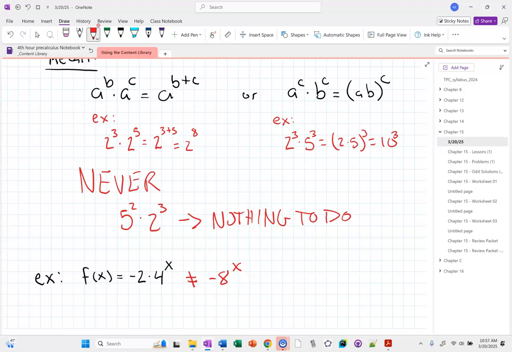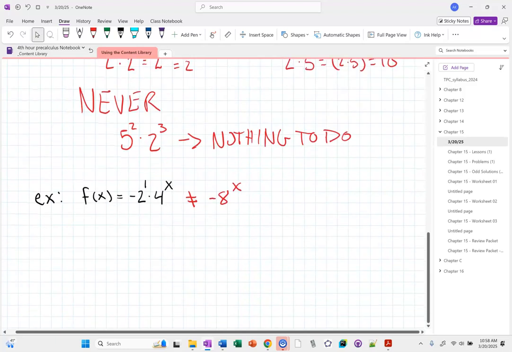Do you guys see why? Because the -2, the base is a 2 and the exponent's a 1. The 4, the base is a 4 and then the exponent's an x. They're both different, so you definitely can't multiply those two things together. Yeah? Okay.